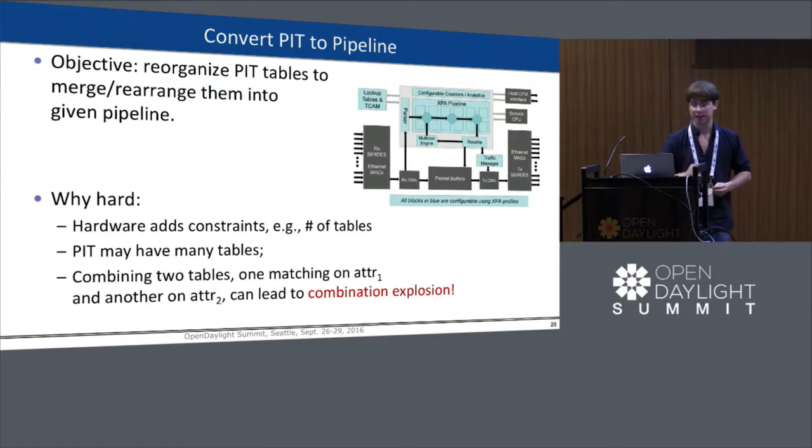Our second insight, converting a PIT to pipeline, involves merging and rearranging them. This handles the fact that most programs would use far too many PIT tables for a given pipeline. Why is this hard? First of all, mapping something to an arbitrary pipeline topology adds a huge number of constraints, such as the number of tables, or such as we can't have a table of such and such size on a particular stage in the pipeline.